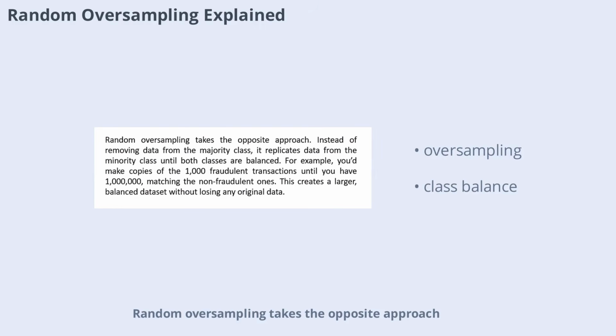Random oversampling takes the opposite approach. Instead of removing data from the majority class, it replicates data from the minority class until both classes are balanced. For example, you'd make copies of the 1,000 fraudulent transactions until you have 1 million, matching the non-fraudulent ones. This creates a larger, balanced dataset without losing any original data.